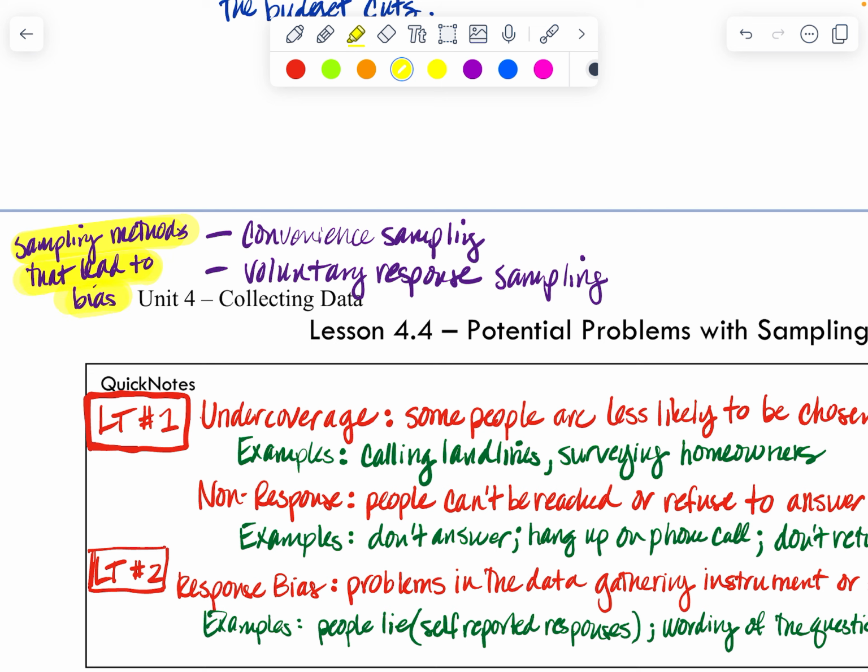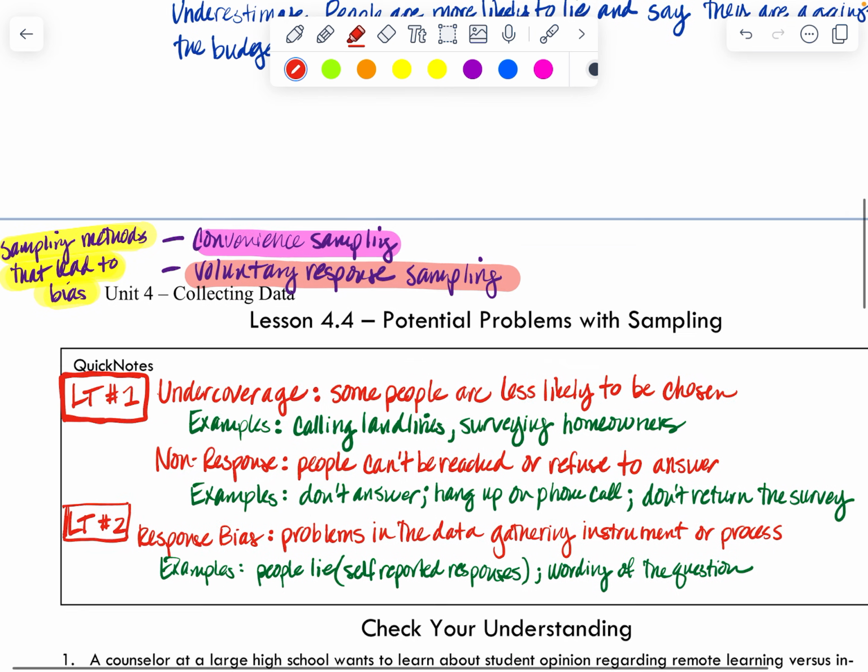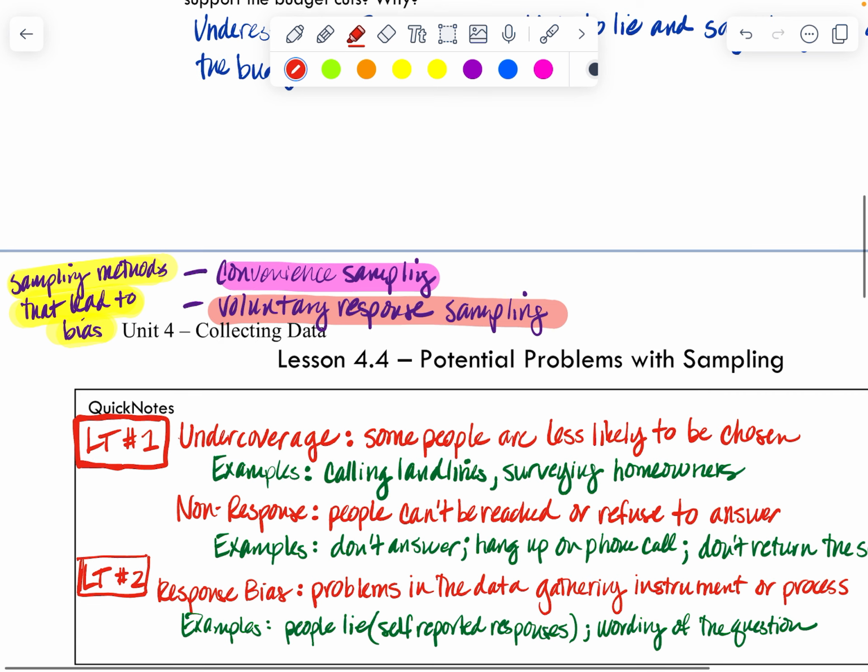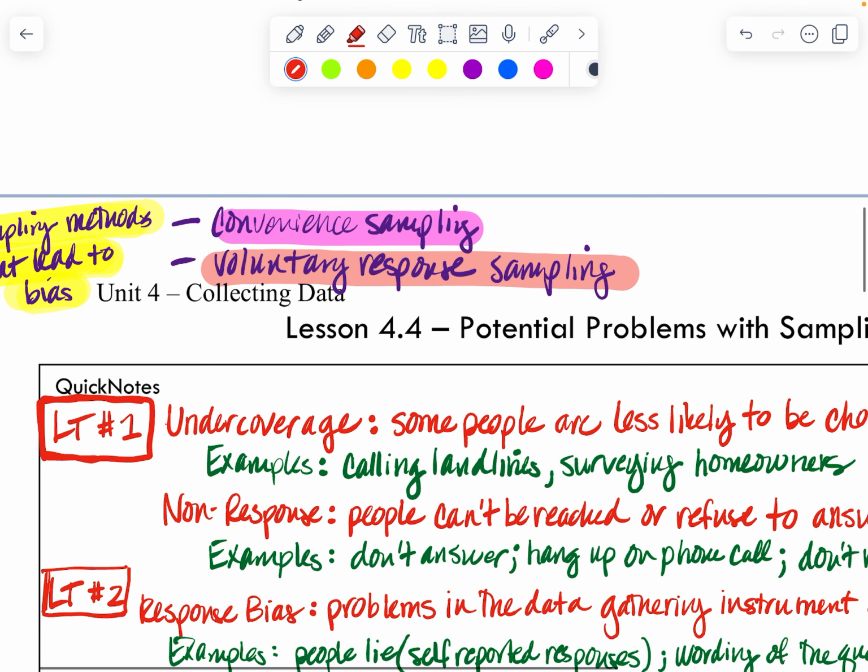And those sampling methods are convenience sampling, right? And then also voluntary response. Okay, so remember, voluntary response is when a general call is put out to the public and people volunteer to be in the sample, like they're not selected to be in the sample. Okay, so those are two areas that we already know bias can show up, and that's in how we get our sample.